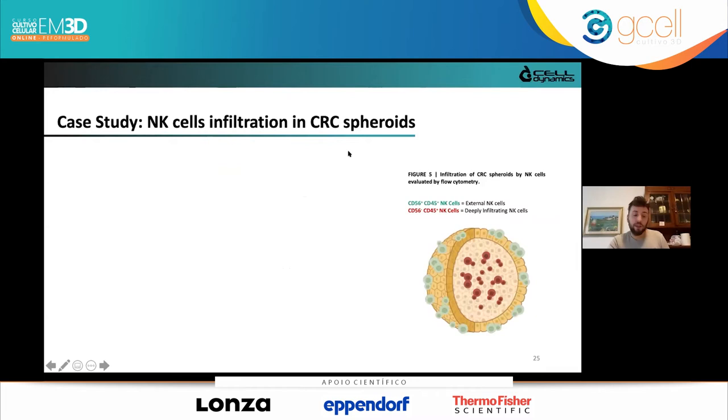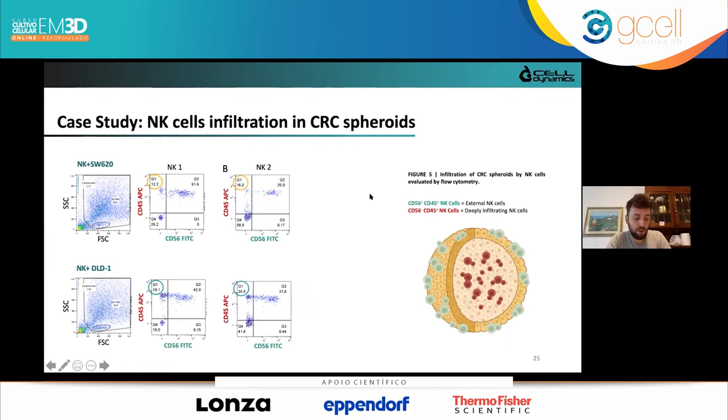In addition, we also confirmed the infiltration of CRC spheroids with NK cells with flow cytometry. We would like to effectively demonstrate that we have infiltrated NK cells in DLD1. So we first stained external NK cells in green with CD56 antibody, and then we labeled deeply infiltrating NK cells with CD45 antibody after dissociation. These are the results coming from the plot. We see that the fraction of CD45 APC positive NK cells is significantly higher in DLD1 compared to the SW620 spheroid. So what we are demonstrating is that we have a higher number of infiltrating NK cells in the DLD1 spheroid.